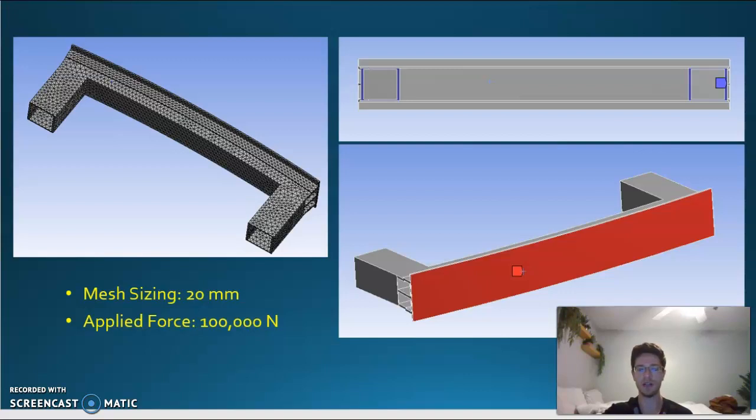Here you can see that I applied a fixed support on the area of those two supports of the bar, which are actually the areas that are attached to the vehicle. And the force was applied on the front part of the bar. The force applied at first was 100,000 newtons.